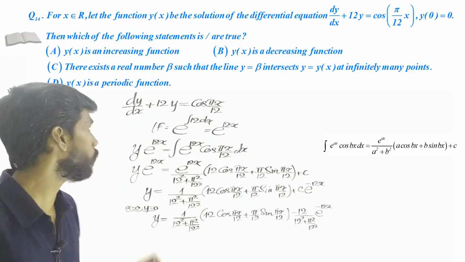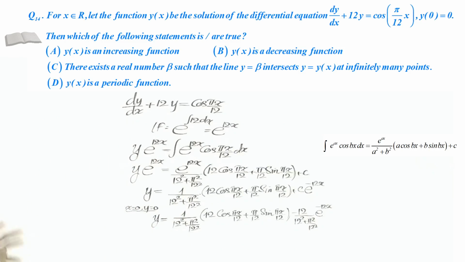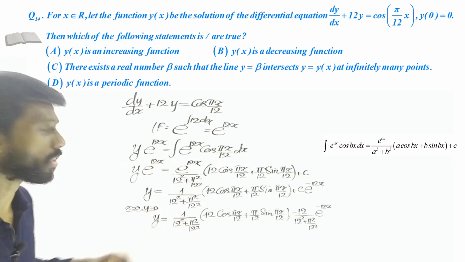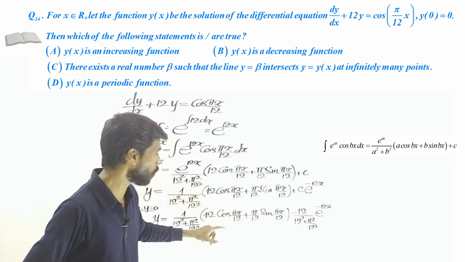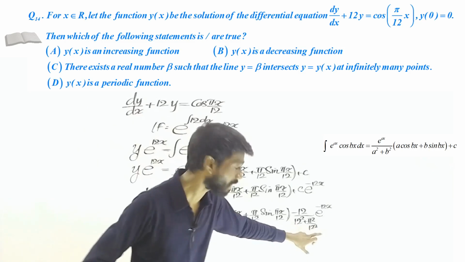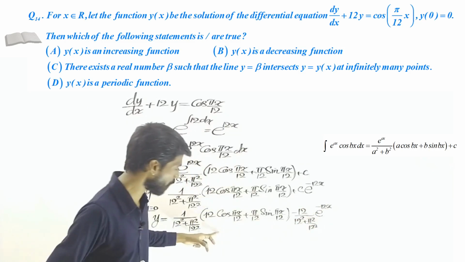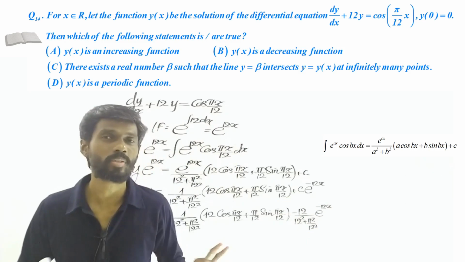Now we have to see which of these options are satisfied here. Is it an increasing or decreasing function, or a periodic function? It is not an increasing or decreasing function because this part goes up and down. And also it is not a periodic function. This part is periodic, but this is an exponential function, so that is not periodic.